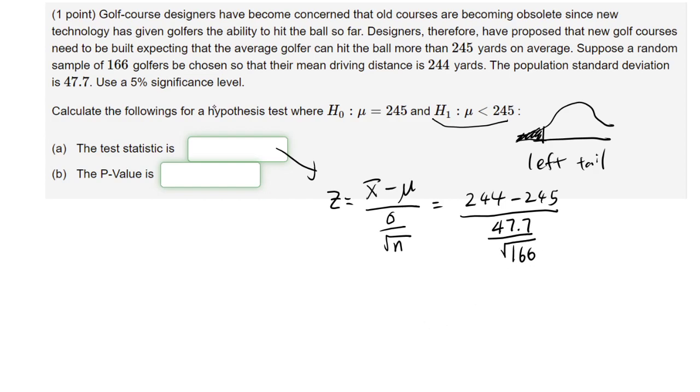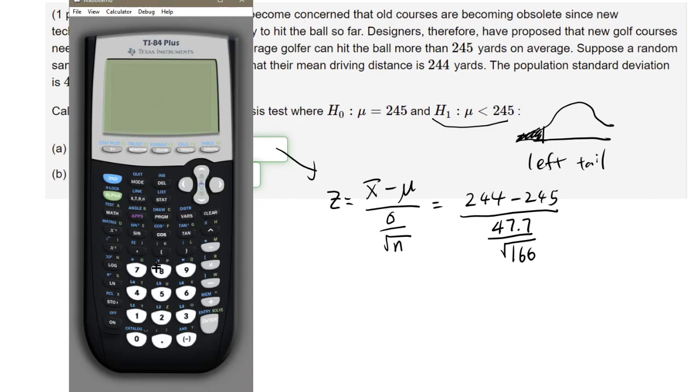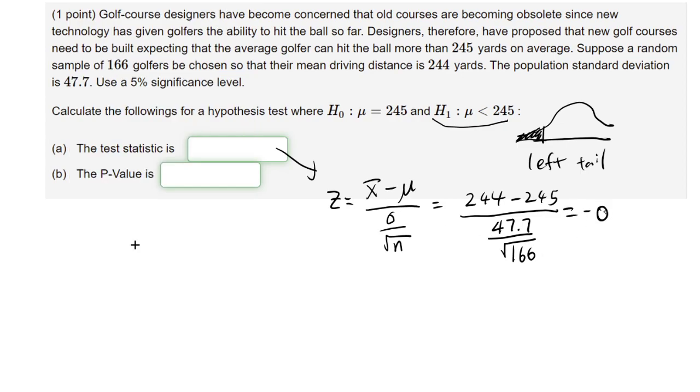So let's plug that into the calculator. You have parenthesis 244 minus 245, close the parenthesis, divide, and you need this parenthesis, 47.7 divided by, and then the square root of 166, and then we close the parenthesis. Let's see what we get. We get negative 0.2701. So this is negative 0.2701. Okay, so that's your test statistic.